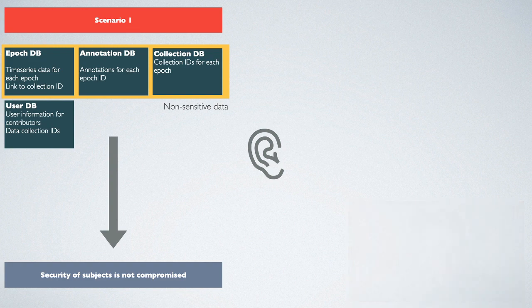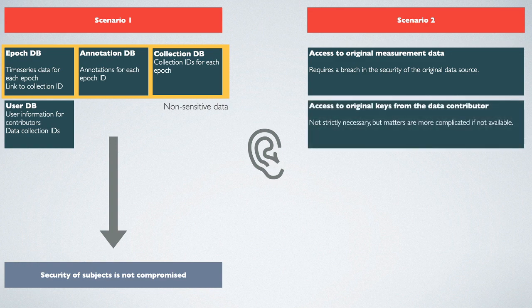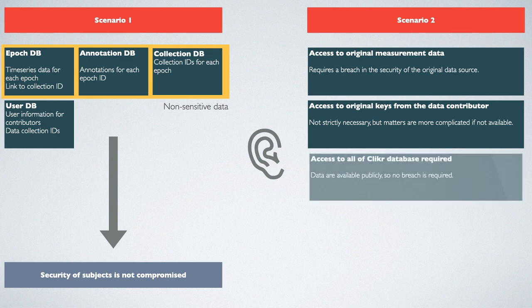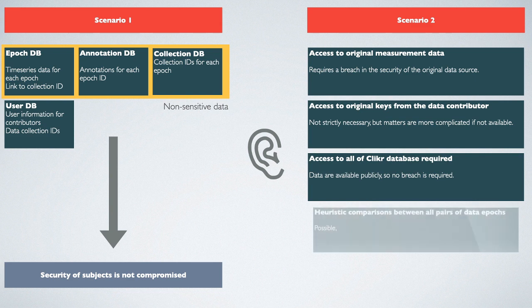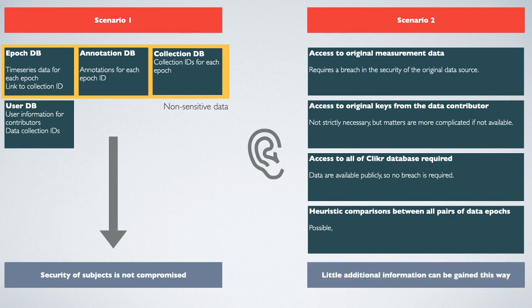On the other hand, if someone gets access to the original data and would like to know if the subjects they are looking at are represented in the Clikr database, they would first need to transform the data using the same tools as the original author, using the same keys. Then they would need to heuristically compare the epoch waveforms to each waveform in the database. While this can theoretically be done, it is computationally intensive, doesn't guarantee accuracy, and it requires access to both the original data and all of the Clikr database.